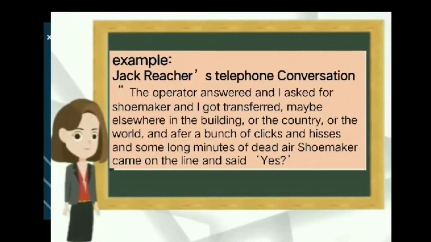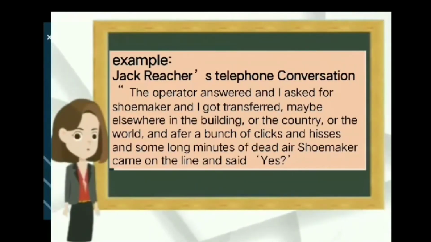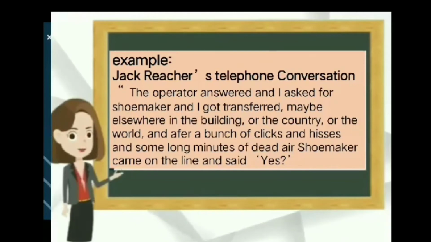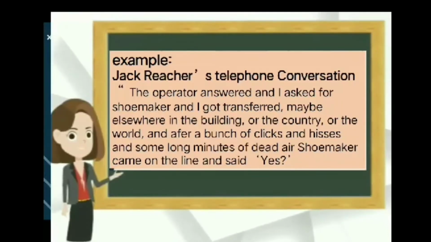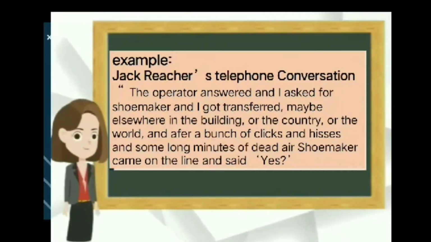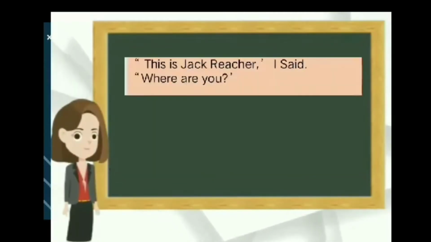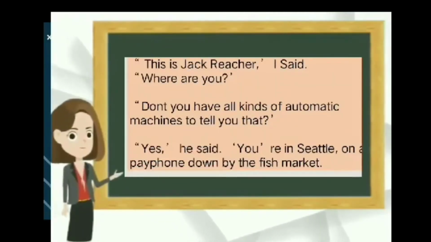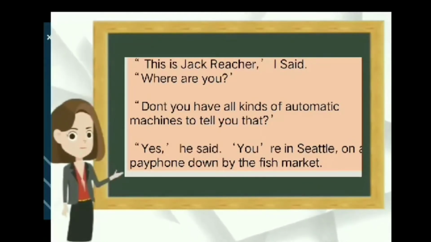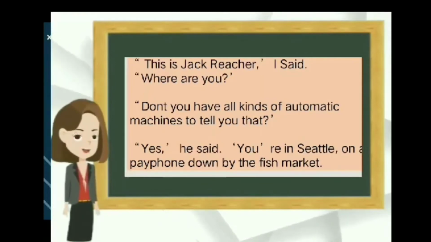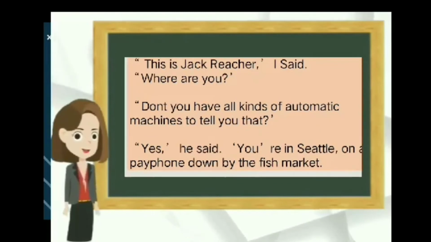Jack Reacher's telephone conversation. "The operator answered and I asked for Shoemaker and I got transferred, maybe elsewhere in the building or the country or the world. And after a bunch of clicks and hisses and some long minutes of dead air, Shoemaker came on the line and said, 'Yes, this is Jack Reacher,' I said. 'Where are you? Don't you have all kinds of automatic machines to tell you that?' 'Yes,' he said. 'You're in Seattle in a payphone down by the fish market.'"